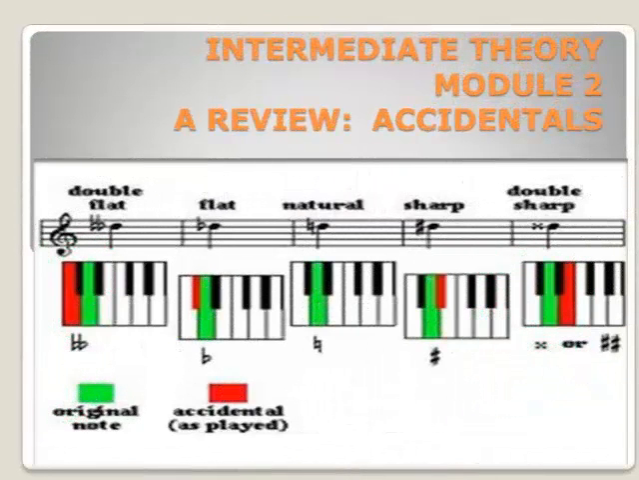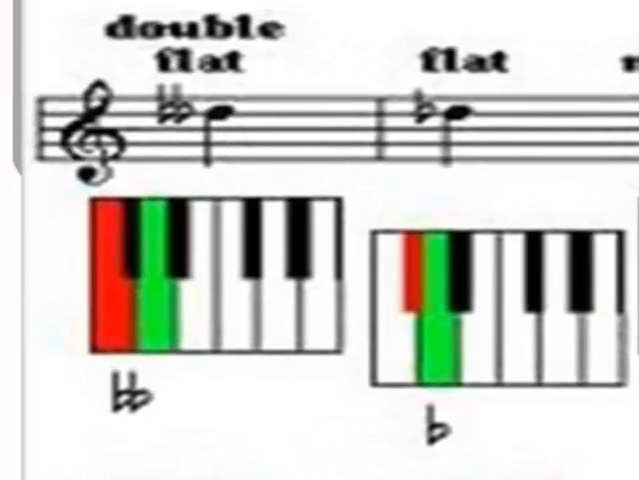Now let's review some accidentals. An accidental is a sharp, a double sharp, a natural, a flat, or a double flat that's written before the note. A double flat lowers a note by 2 semitones or half steps. In this example, we have a D double flat. When we begin on D and go down 2 semitones, we end up on the note C. That means that C and D double flat are enharmonic twins.